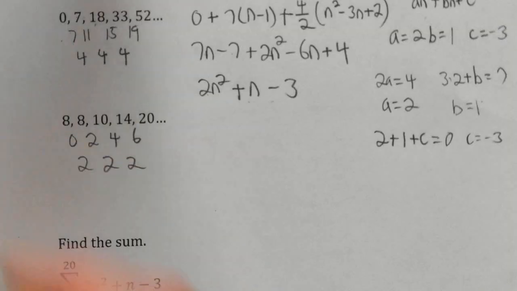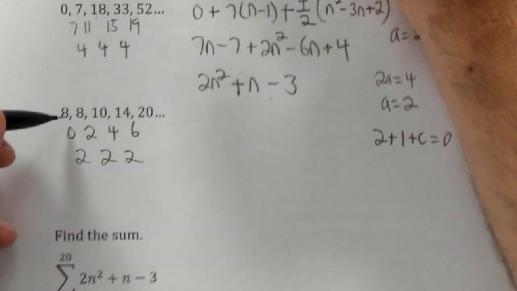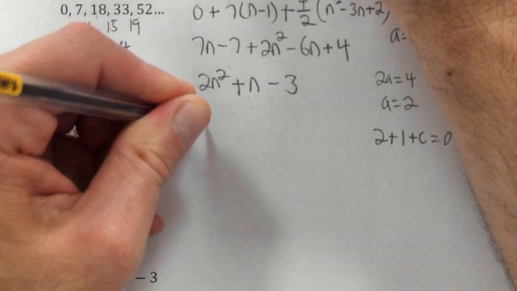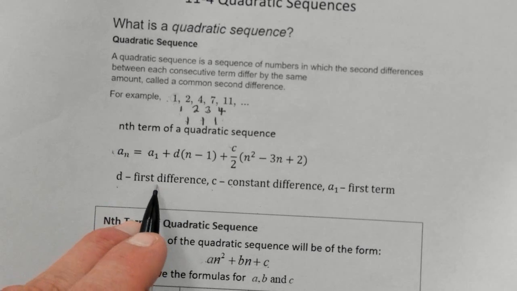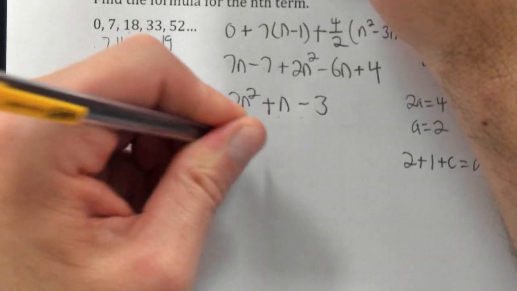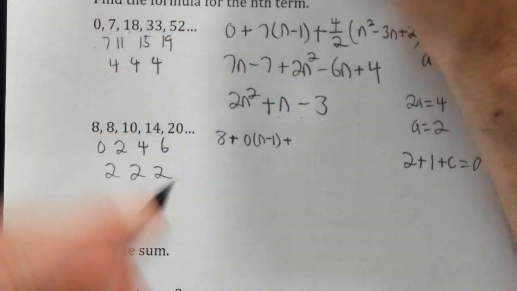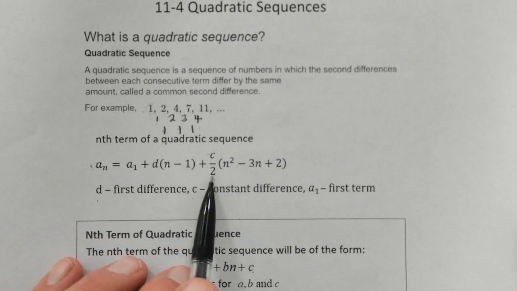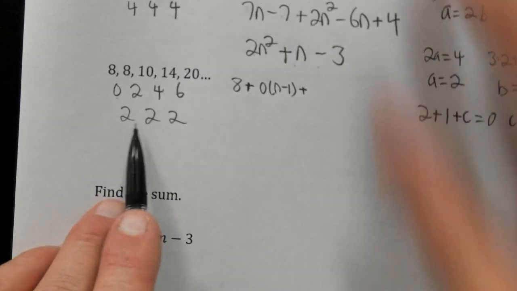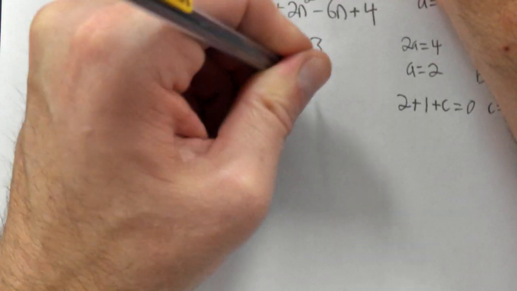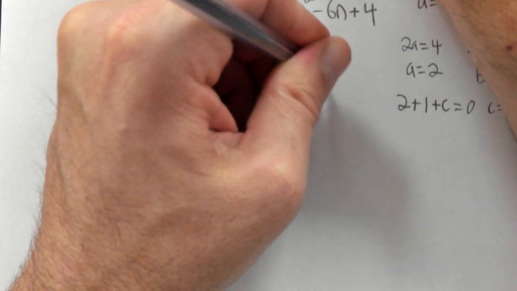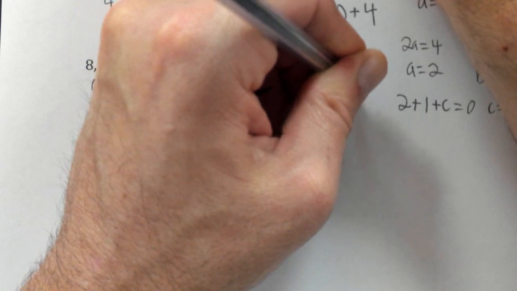Remember, a sub 1 is the first term. So my first term is going to be 8. So it'll be 8 plus, all right, what's next? The first difference. All right, so the first difference comes next there. First difference is 0. 0 times n minus 1. Close it off. Plus, okay, the next thing that I have is c over 2. C is the constant difference, which is my 2. So that would be 2 over 2. And then times n squared minus 3n plus 2.